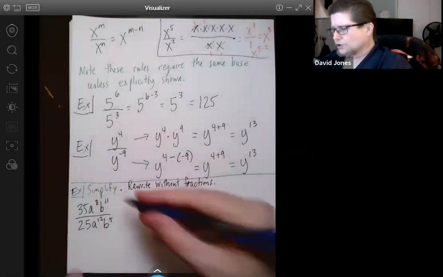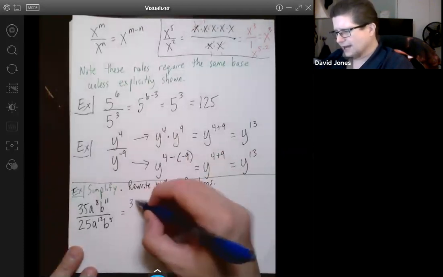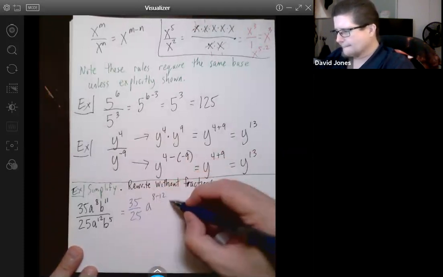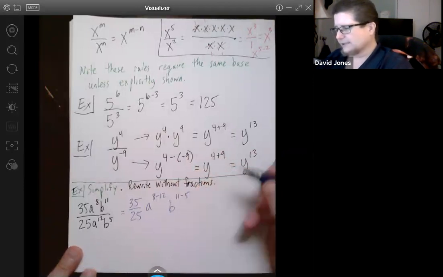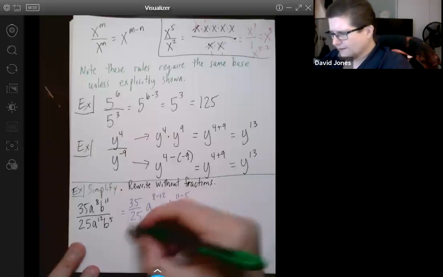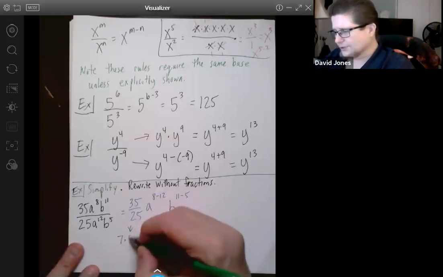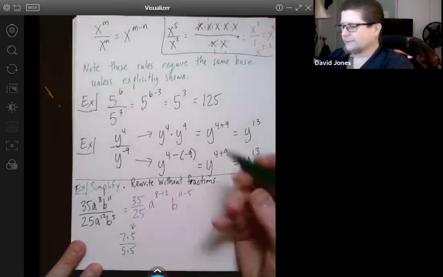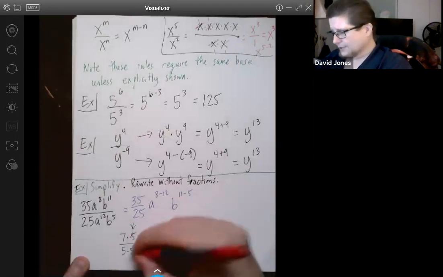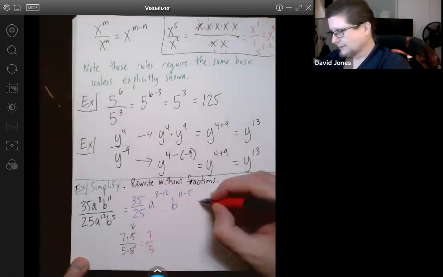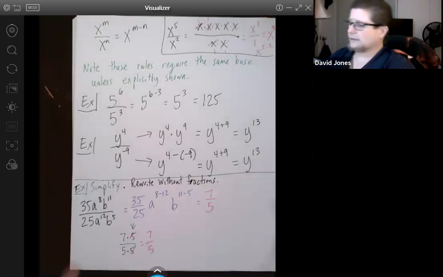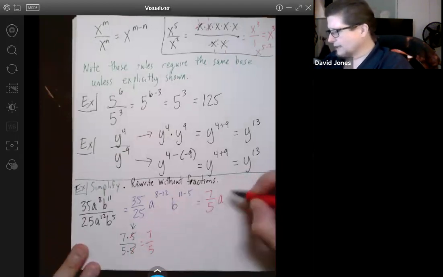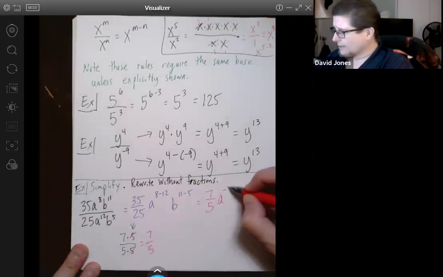Okay. So this ends up being 35 over 25. Then we have a to the 8 minus 12, b to the 11 minus 5. 35 over 25, we should factor this and see what cancels. 35 is 7 times 5. 25 is 5 times 5. So 5s will cancel, and it'll leave us 7/5. And then we've got 8 minus 12 is -4, and 11 minus 5 is 6.